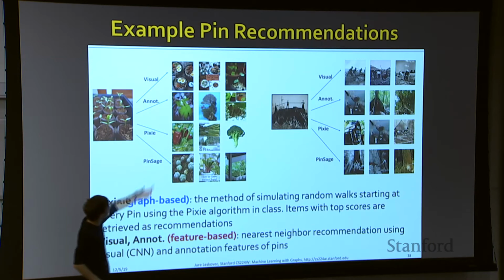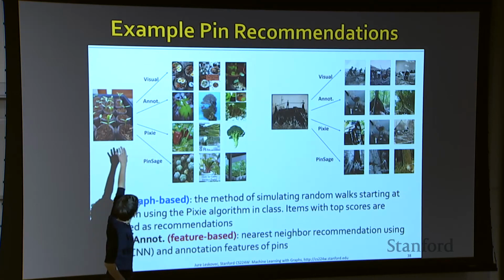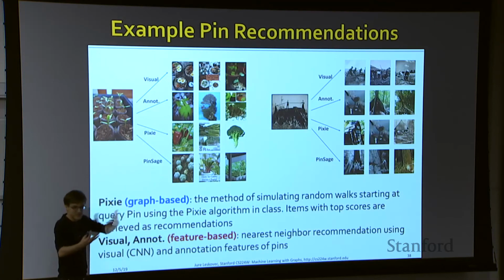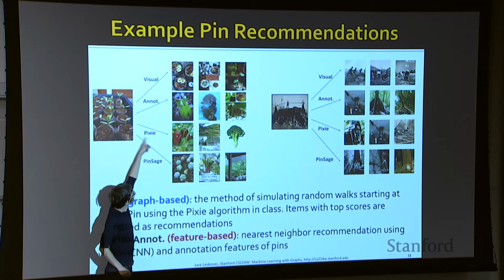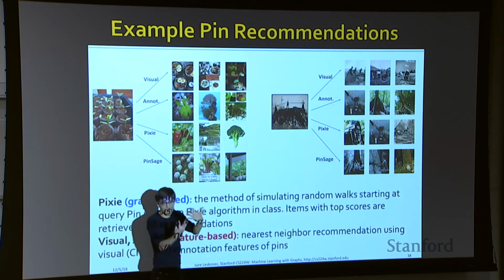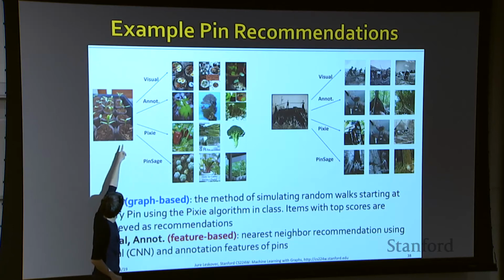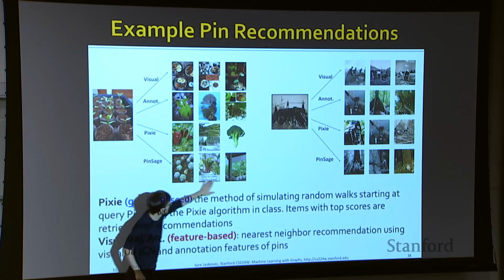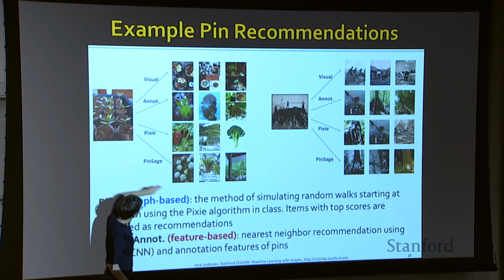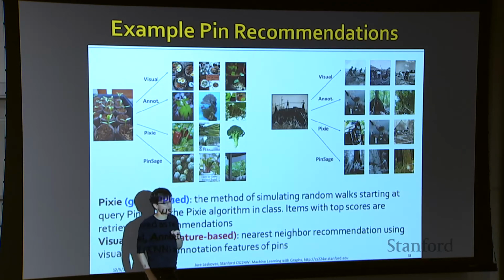If you are doing it based on text, you get the idea that this is gardening and that's also gardening, but it misses the point. The graph-based system gives you something, but visually, again, it doesn't really match. If you use PinSage, here are the recommendations you would get, and you see this is, I don't know, gardening, small plants.